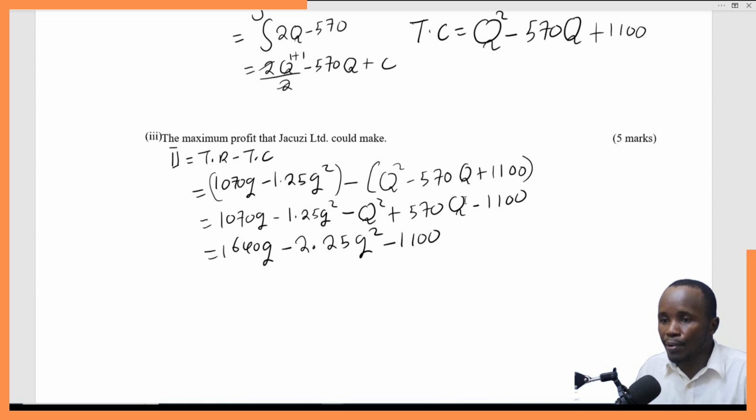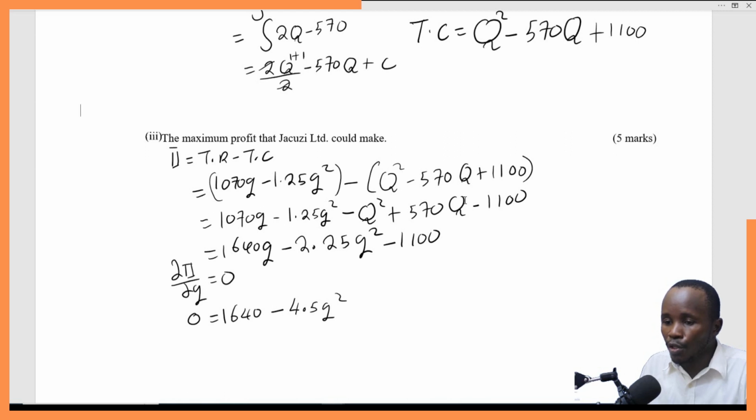Now, at maximum profit, the derivative of profit, d pi dq, should give me 0. So I need to differentiate this. So 0 is equal to, find the derivative of 1640, you get 1640 minus the derivative of this one. At this point you know how to differentiate, having covered this in the previous videos. So this is 2.25 times 2, this will give me 4.5Q. So, rearranging this equation, you find 4.5Q is equal to 1640.